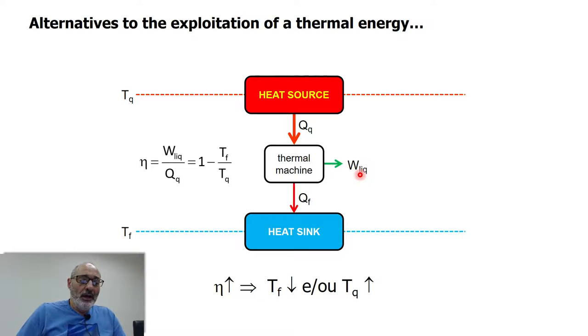So what we're going to do to compare all the possibilities is to compare different types of implementations. So we're going to state a benchmark problem. We have a heat source at a certain temperature. We also have a heat sink at a fixed temperature. So TQ and TF are fixed. And what we can do in order to increase efficiency, since we cannot decrease the environment temperature, is to always try to increase the temperature of the heat source.